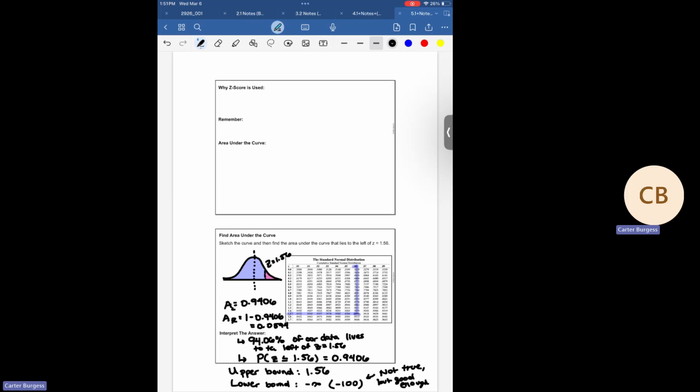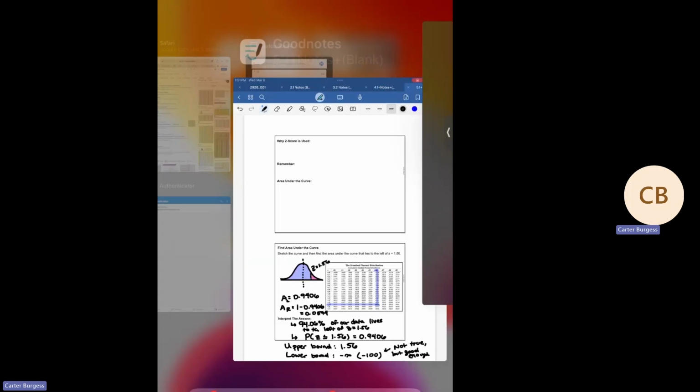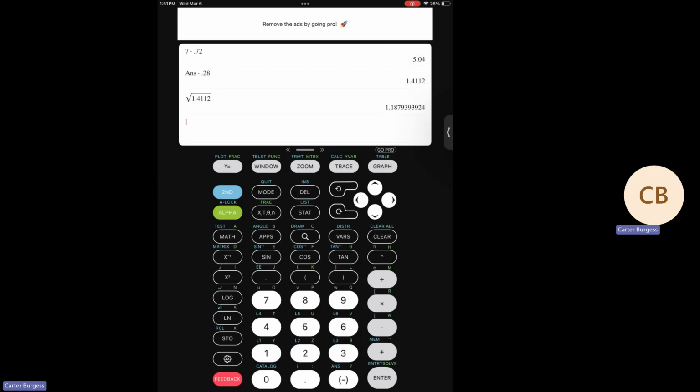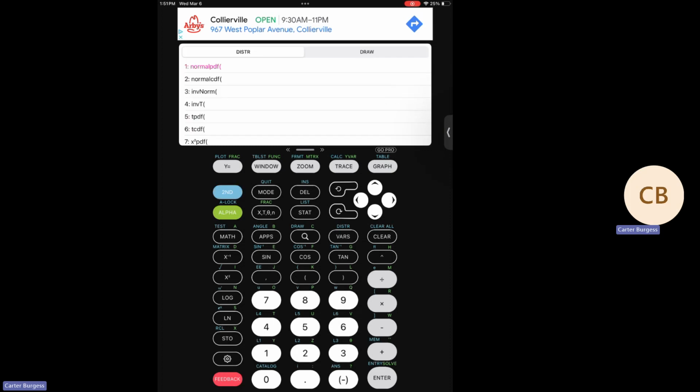Okay, so let's take a look here at how we would do this. We're going to get an ad, and I'm very excited for education with ads. We are going to go not to the normal PDF, but to the normal CDF. PDFs tell us the probability at a particular value. CDFs tell us area under the curve. So that'll tell us the area that we are looking for here. We're going to the normal CDF.